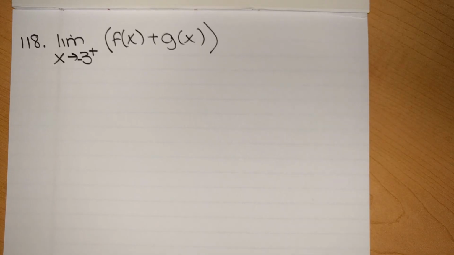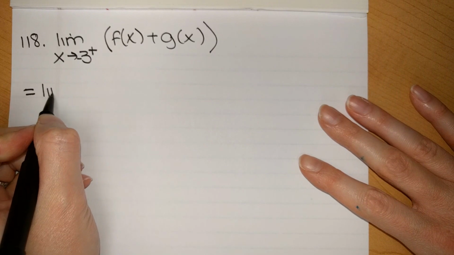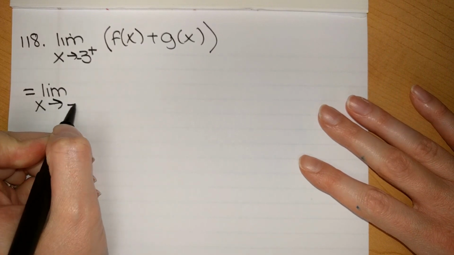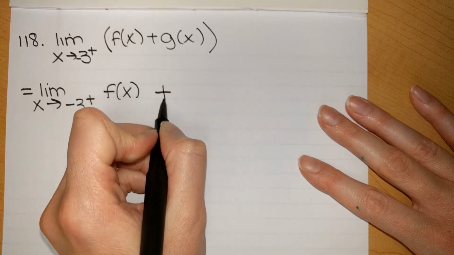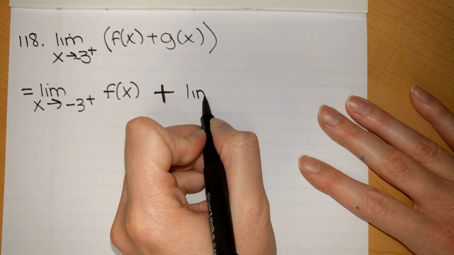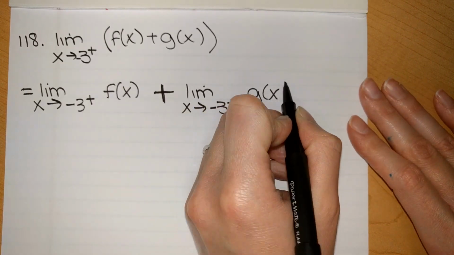So here we are asked to find the limit of f of x plus g of x as x goes to -3 from the right-hand side. So by our limit law, we can use the sum rule to split this up into two separate limits. So this is the limit as x goes to -3 from the right of f of x plus the limit as x goes to -3 from the right of g of x.